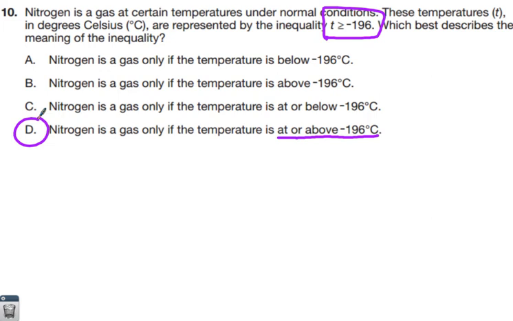But again, don't blow by A, B, and C without double checking. Temperature is below negative 196. No, this would have been a less than. Nitrogen is a gas only if the temperature is above. Well, that would have been a greater than for T. T is greater than that. Nitrogen only if the temperature is at or below. That would have been a less than or equal to. So it's D.